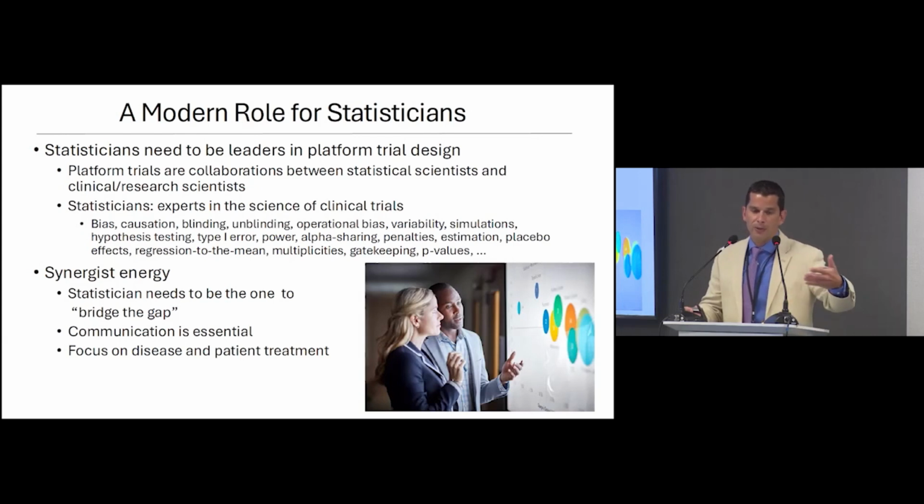And I have a bunch of things listed here in terms of what statisticians understand. There needs to be synergy, communication, and understanding between the experts in statistical theory and the science of clinical trials, the experts in the disease, and the experts in the operations. You have to bring all these personalities together to really make an effective platform trial.